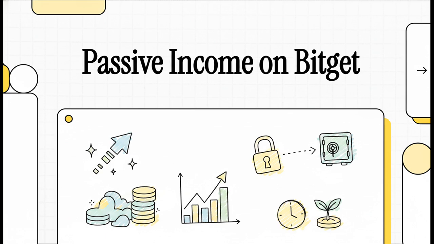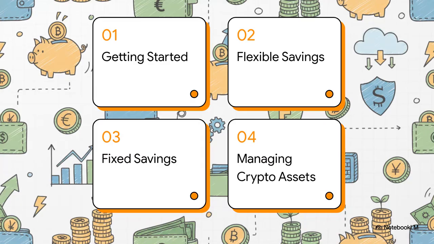By diving into the documentation and the actual user flows, we can see exactly how these passive structures are built and operated. Let's get right into it. Here's our quick roadmap for today. Number 1, getting started with Bitget. Number 2, flexible savings explained. Number 3, fixed savings explained. And number 4, managing your crypto assets.